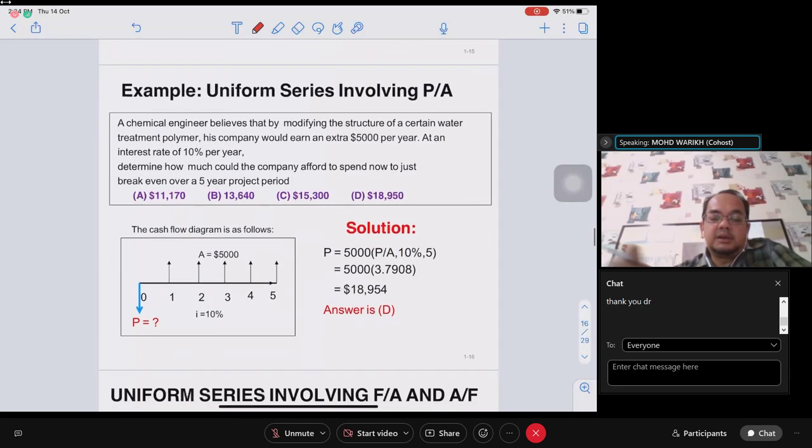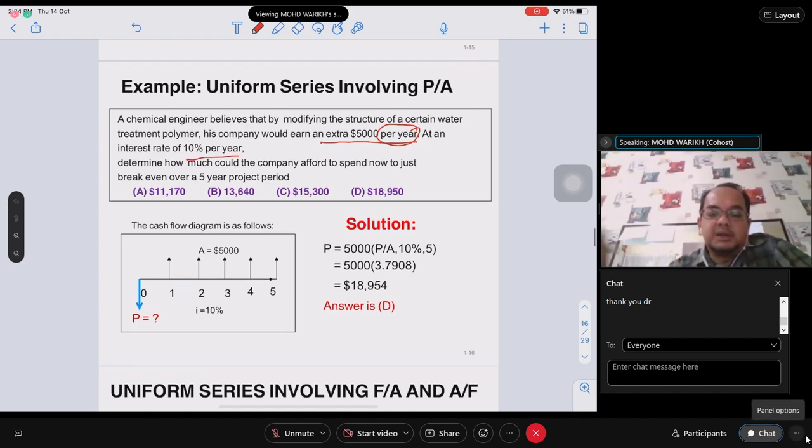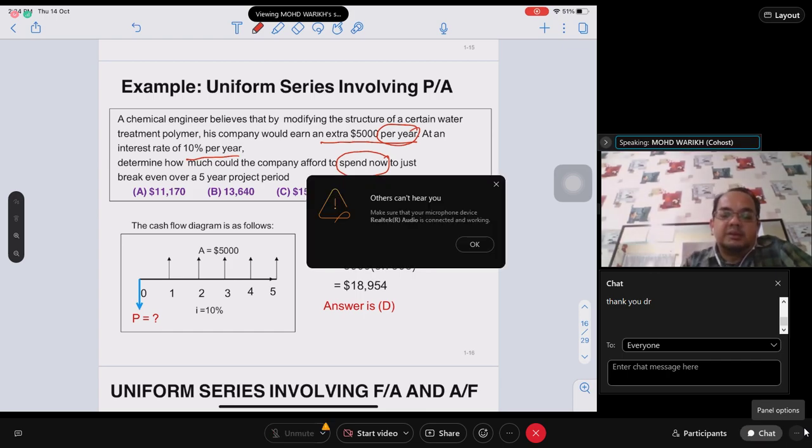Now this example: uniform series solution involving P over A. A chemical engineer believes that by modifying the structure of a certain water treatment polymer, the company would earn an extra 5,000 per year. This is a keyword: an extra 5,000 per year, and an interest rate of 10% per year. Determine how much the company could afford to spend now to just break even over a 5 year project period.